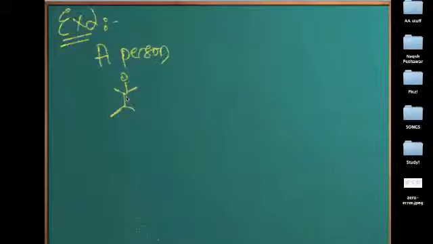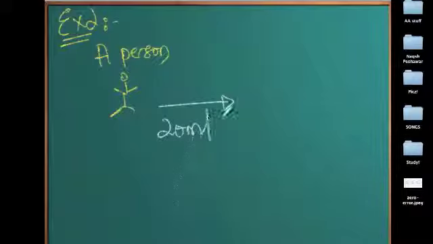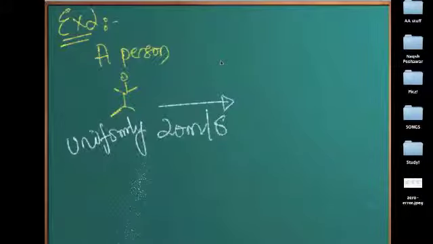and this is some disfigured guy, but I'm not a very good artist. So this is the person who's walking with a velocity of 20 meters per second. Let's just say 20 meters per second uniformly, which means that this is the average velocity, and we can safely use it directly in the formula.